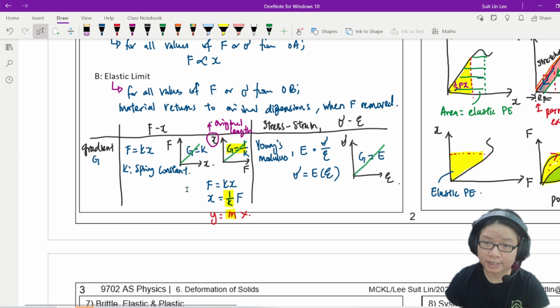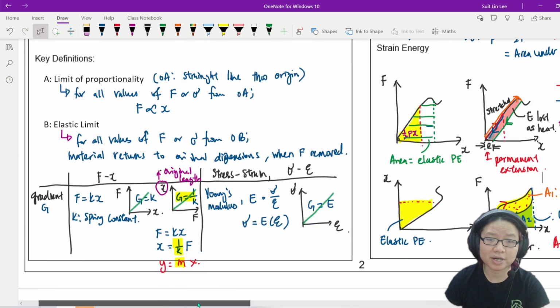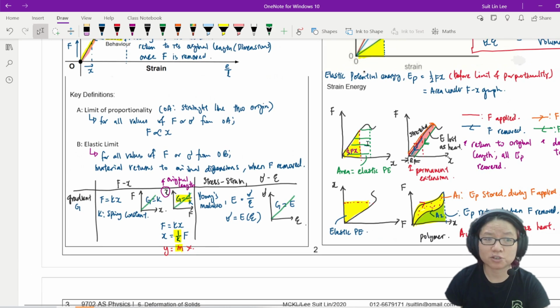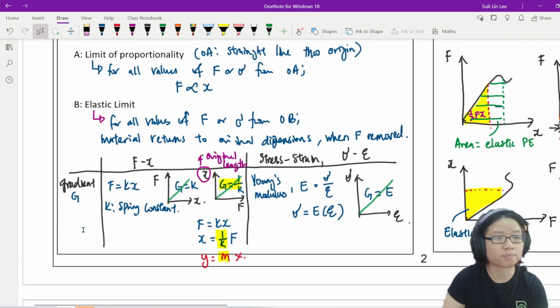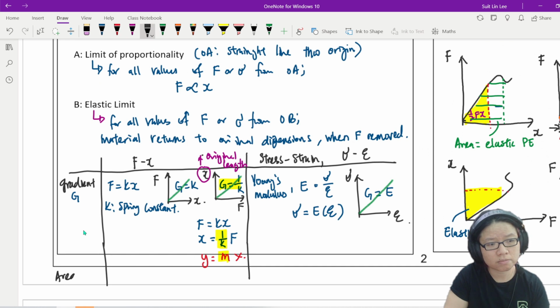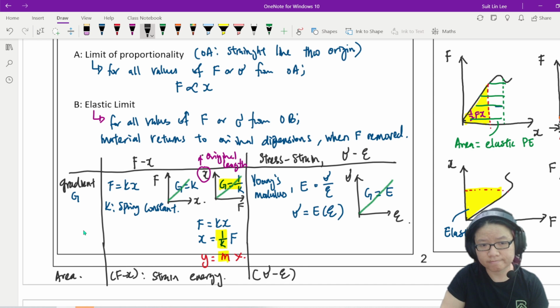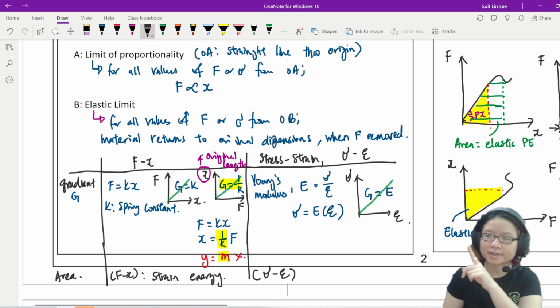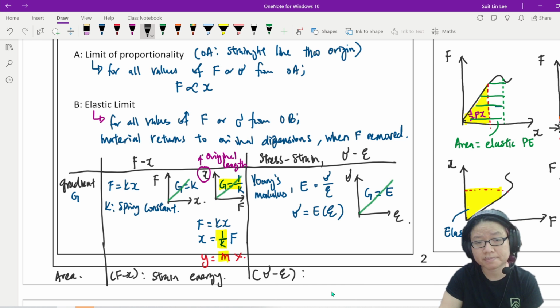We can also apply Hooke's law here. And also the idea of area under the graph, depending on what graph you get, is either strain energy or strain energy per unit volume. I think I'll just add this here for comparison. The area for Fx is strain energy or elastic potential energy. And if they flip the axis, you find the other area, this is strain energy per unit volume.